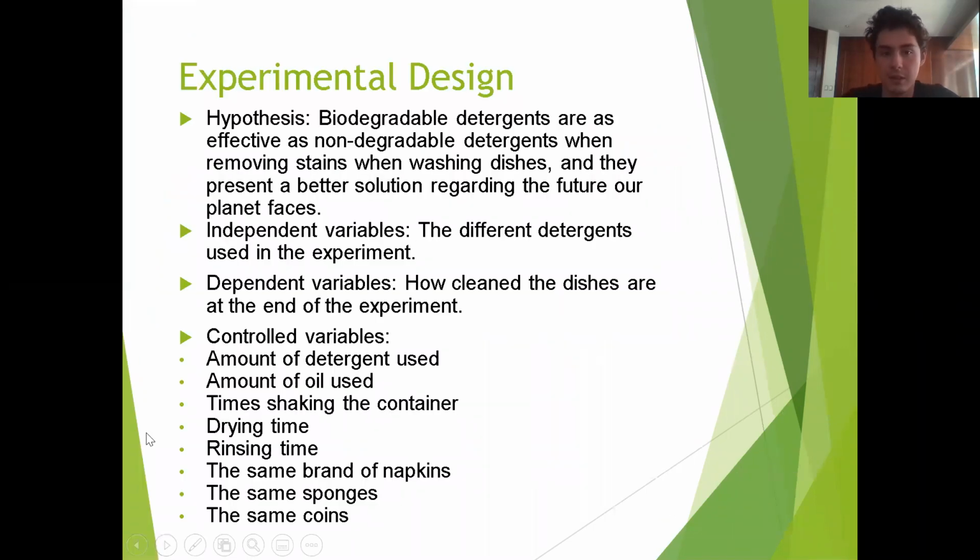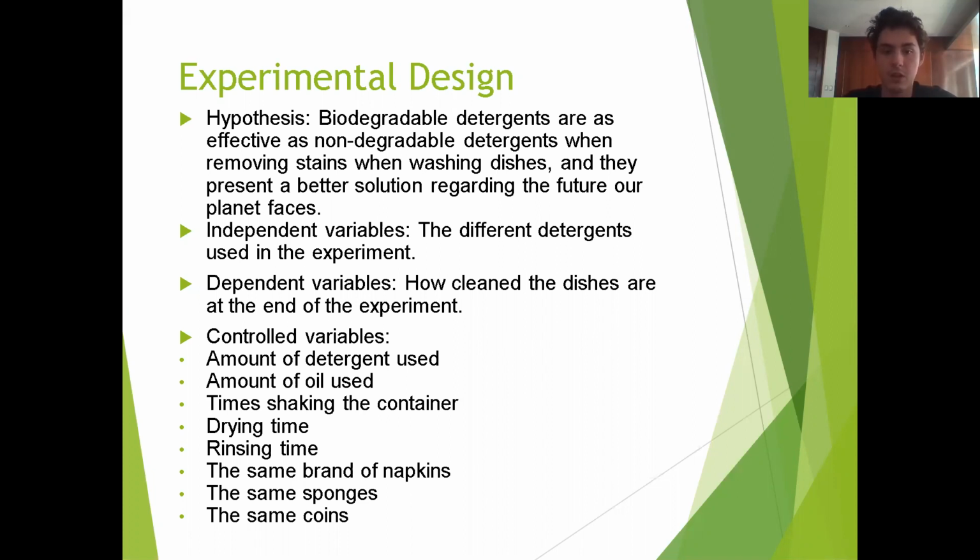The experimental design, we can start with the hypothesis. It was: biodegradable detergents are as effective as non-degradable detergents when removing stains and washing dishes, and they present a better solution regarding the future of our planet faces. The independent variables are the different types of detergents that we used in the experiment.